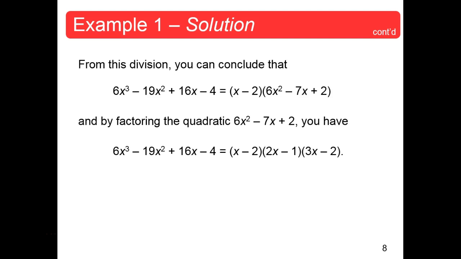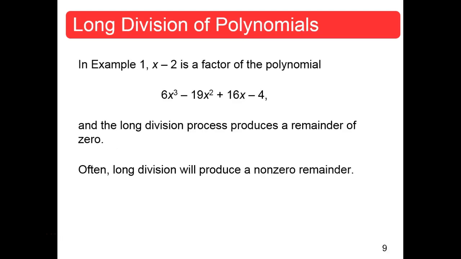Now, here's what they say next. In this example, you got a remainder of 0 at the end. If you do, you know you factored it. Often, though, long division will produce a non-zero remainder, and if you get that, you know they're not factors, but you have still done the division. And sometimes that's still helpful.